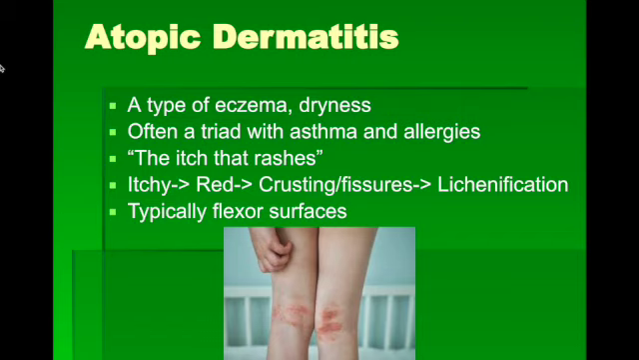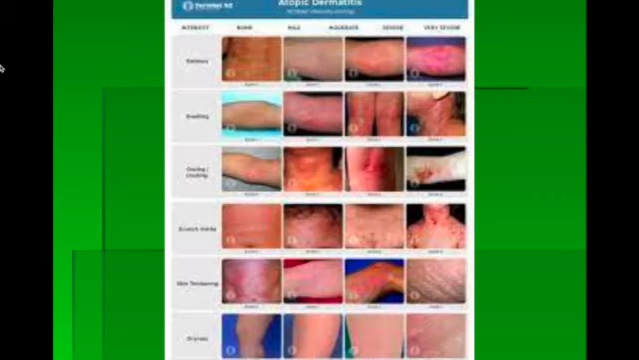And in a lot of cases, people have primarily rashes that become itchy. This tends to be called the itch that rashes. So it tends to be itchy. They scratch it, it gets red. You get crusting and fissuring, and then over time, you can actually get what's called lichenification, where the skin gets thickened from chronic scratching. It's often in the flexor surfaces, and you'll get these erythematous patches and papules that are very itchy. And the treatment is really hydration.